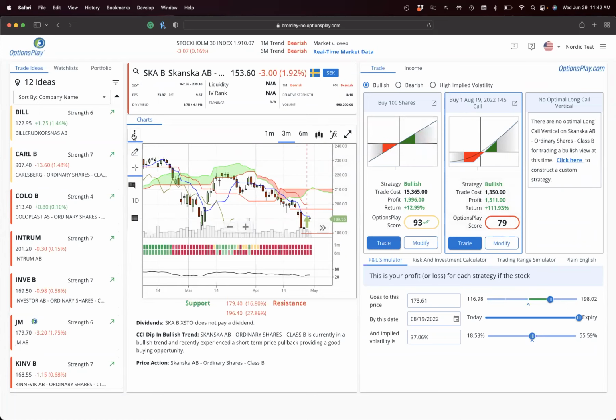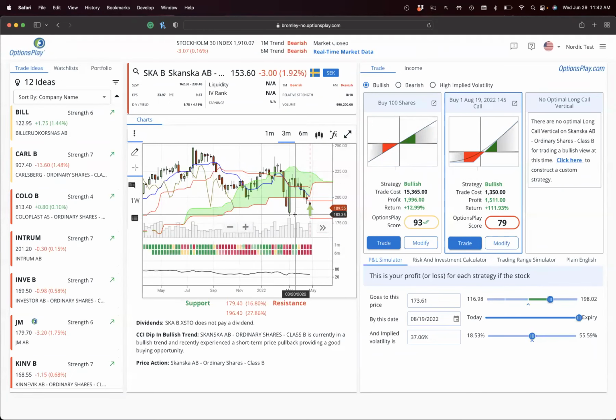Now, how many of you currently use the charts on OptionsPlay? Please type 2 into the chat window if you currently use the charts here on OptionsPlay.